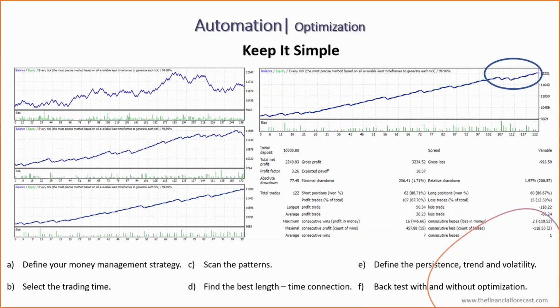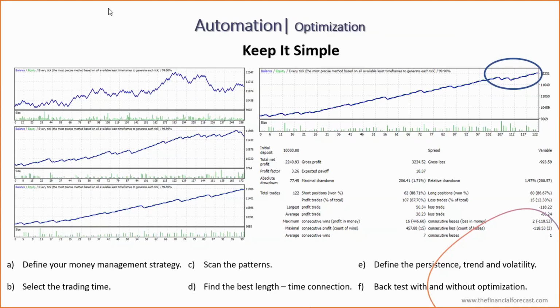Then we start with the fine-tune optimizing, because we want to find the best length and time relationships, connections between motive and corrective wave. We started with just a simple pattern. We find out the best trading time is this one. Then we define the best length and time connections. Just look at how the pattern gets more and more effective, more and more accurate, with a very simple optimization.